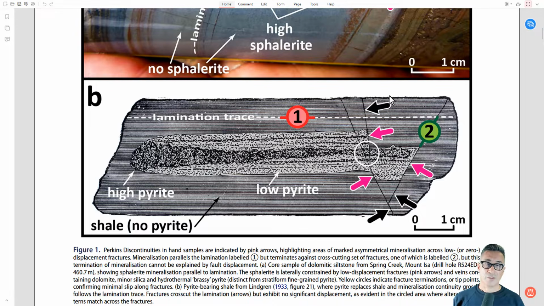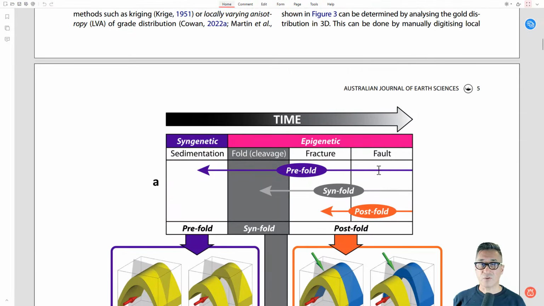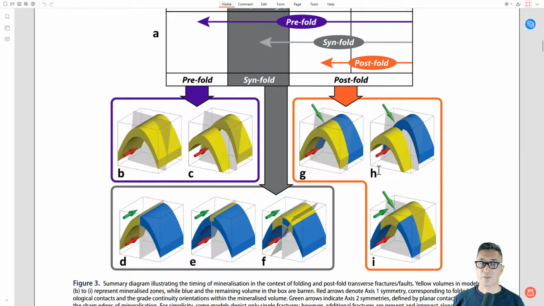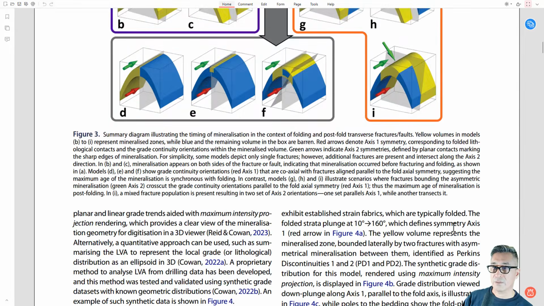Now, what we do in this paper is describe this type of situation in gold deposits, specifically in folded situations. So something like this. You might have an earlier fold and you have a fracture going through it and you have mineralization on one side. That indicates that the mineralization had to be after the folding and after the fracturing. So we're looking for this type of mineralization, and you can find that.